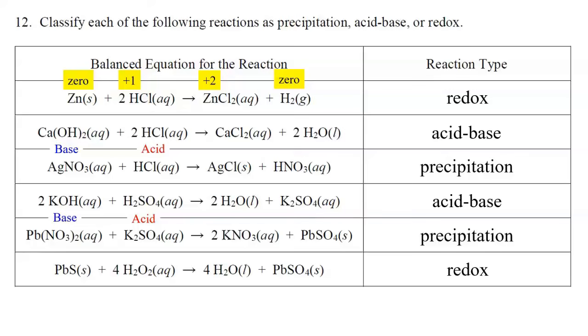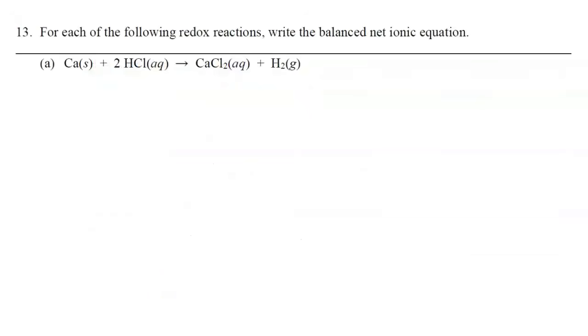But sulfur is changing from -2 to +6. So sulfur is being oxidized. And then the oxygen in hydrogen peroxide is -1, and it's changing to -2. So oxygen is being reduced from -1 to -2. All right, well, that takes care of question 12. Let's move on to the last question in the packet, question 13.